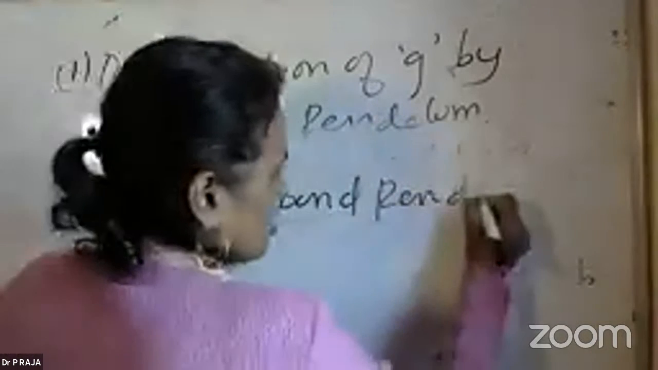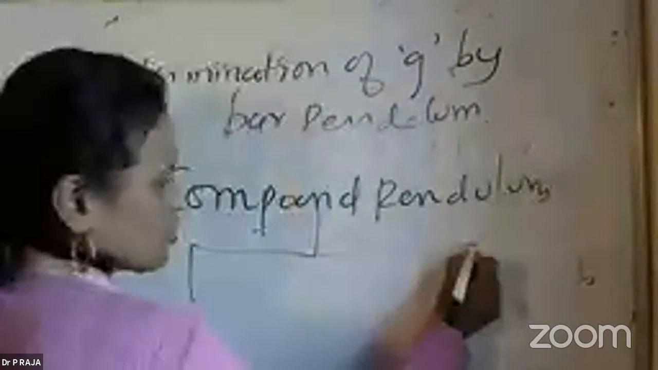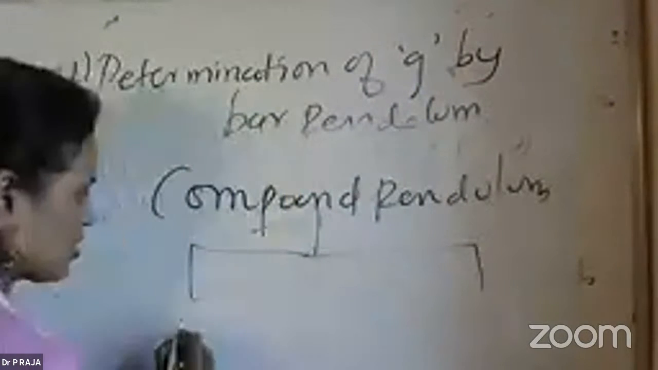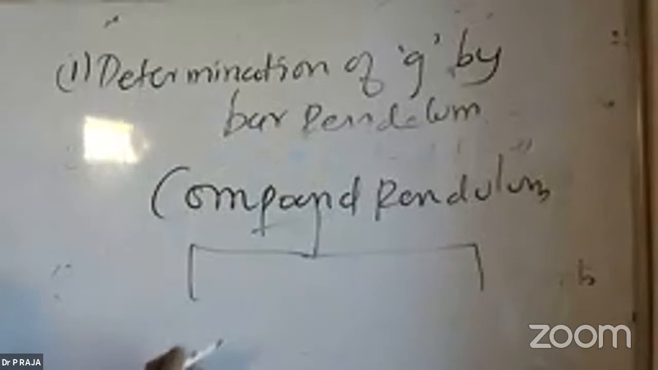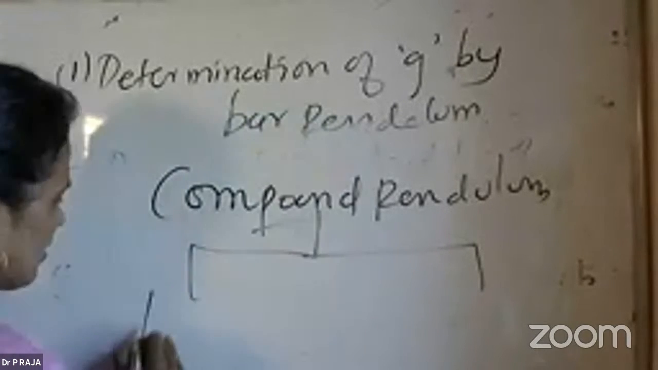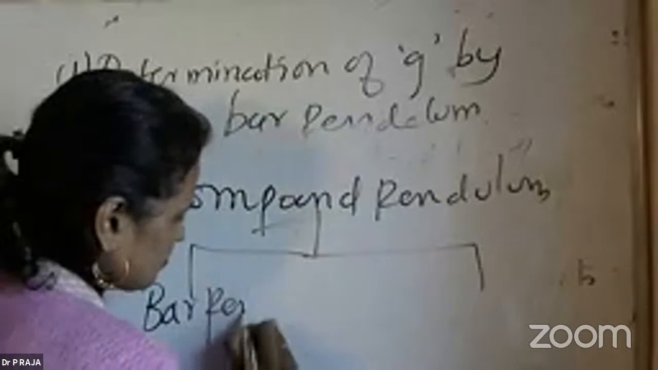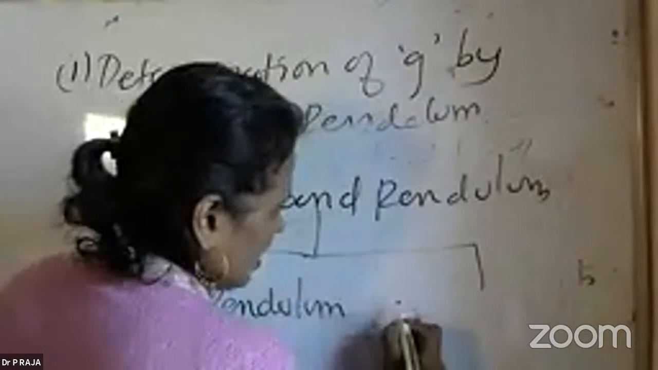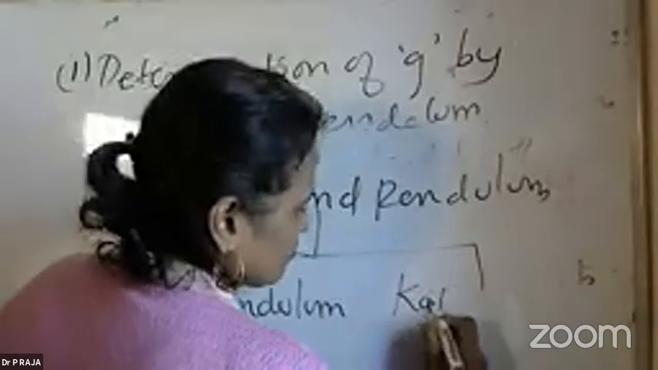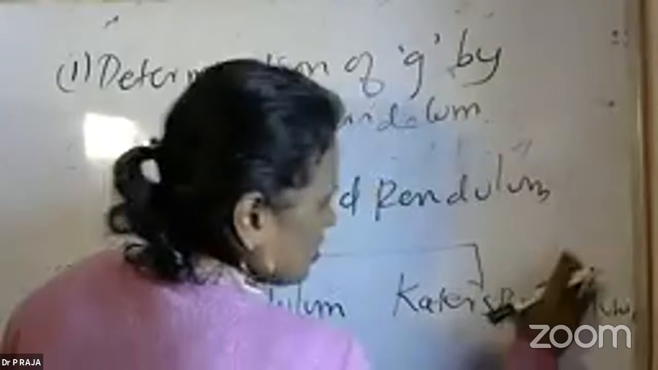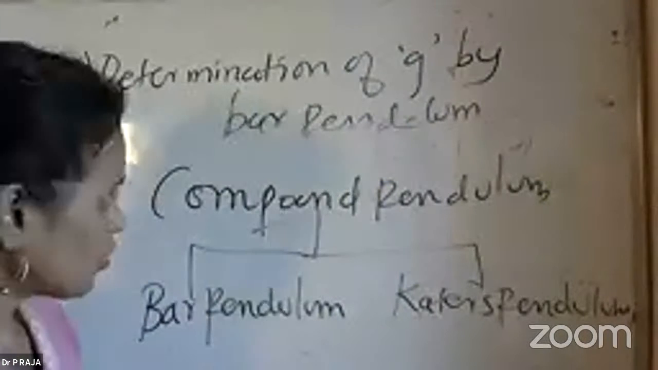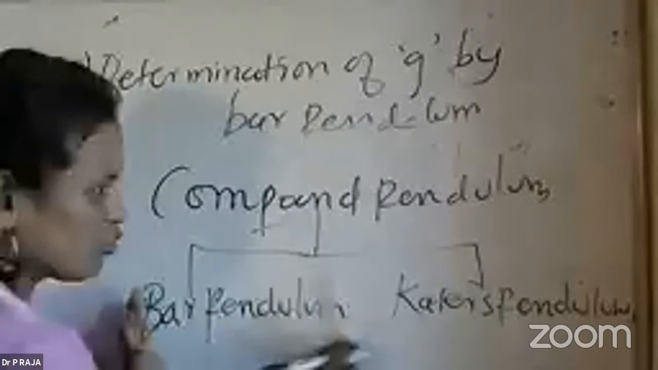Compound pendulum consists of 2 things. Compound pendulum has the bar pendulum and Kater's pendulum. I think an assignment has been given on compound pendulum. This will include both.